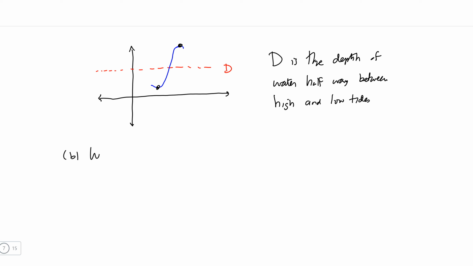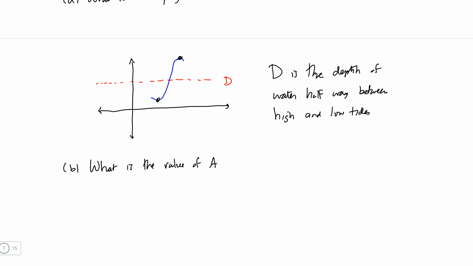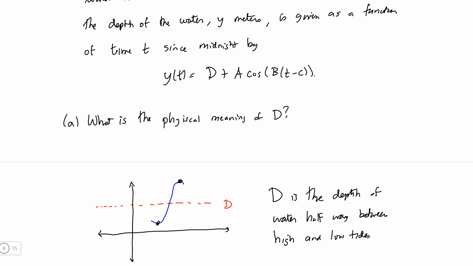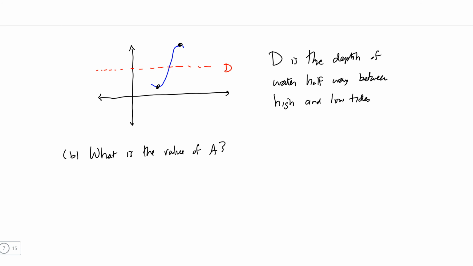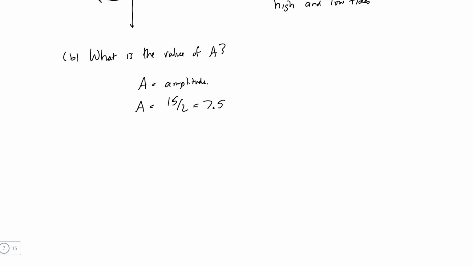Okay, so let's ask, what is the value of a? Well, remember, a here is our amplitude. The problem gave us the difference between the highest and the lowest here was 15. So that means a is 15 over 2, which is 7.5.